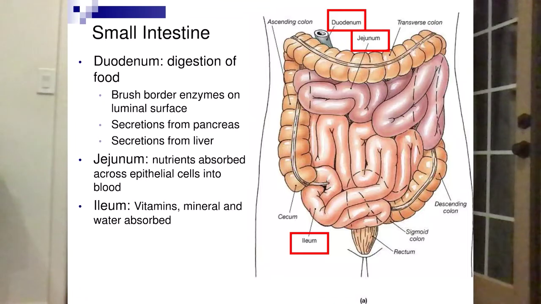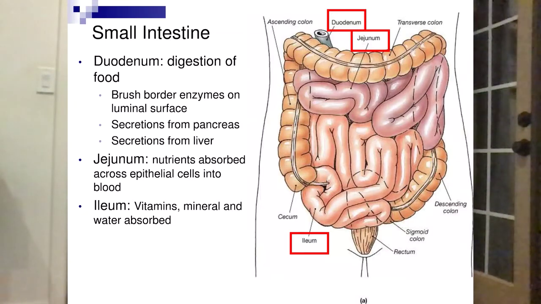And then the next segment is the ileum, which is about 12 feet long. And that's where we absorb much of the water. So we excreted a lot of water in this process. So we reabsorb a lot of the water that we use and also obtain water from the food that we ate, right? And so it's the ileum that absorbs that. And then there's also minerals and vitamins associated with that.